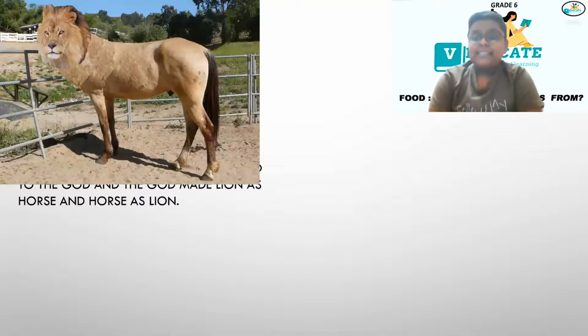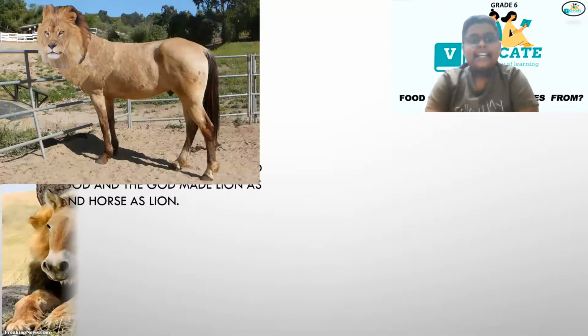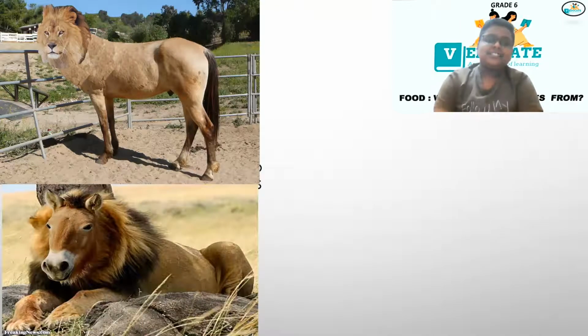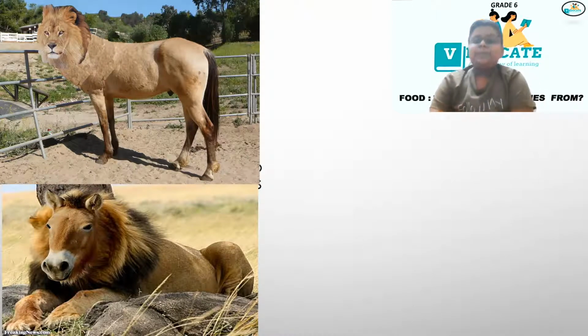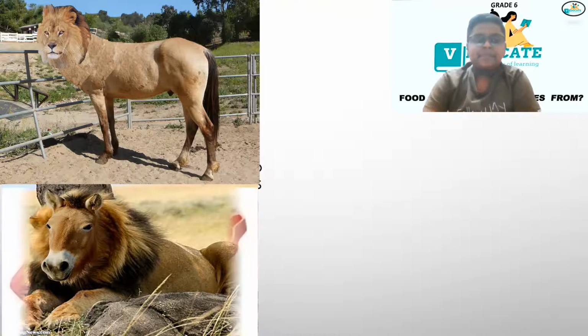So look at this picture. This is the horse and lion. Because of the god's wish, the change happened. And next, the horse became a lion. So like this they have changed. Now let's see the foods of these animals.